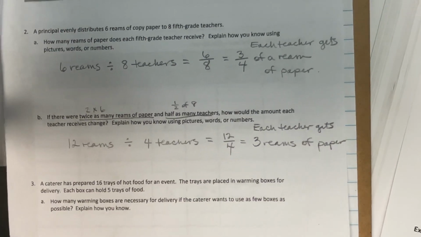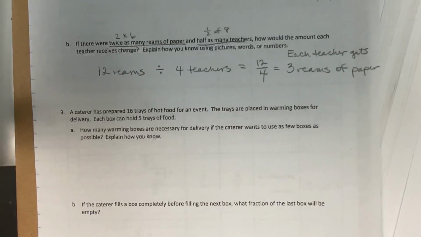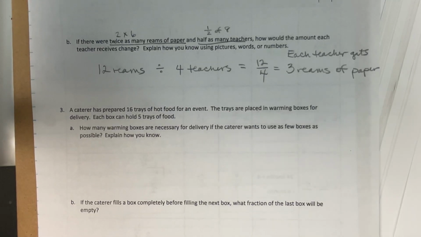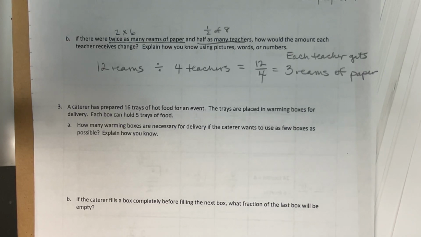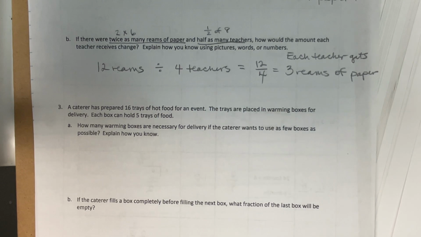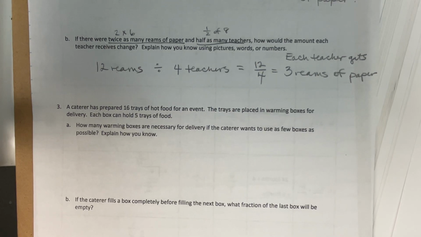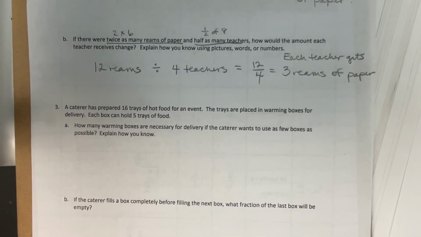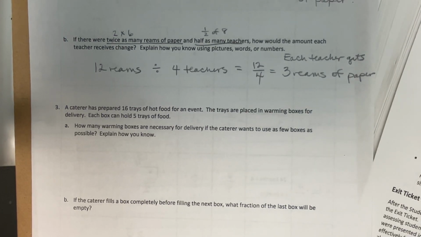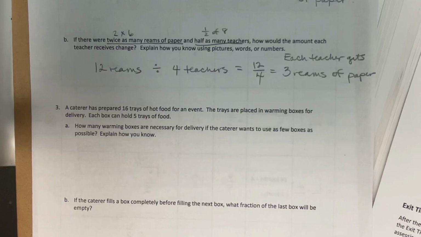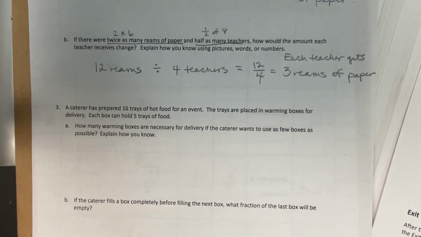Okay, so hopefully that makes sense to you. Let's look at this last question before we're done. A caterer has prepared 16 trays of hot food for an event. The trays are placed in warming boxes for delivery. Each box can hold 5 trays of food. How many warming boxes are necessary for delivery if the caterer wants to use as few boxes as possible? Explain how you know. So we have these 16 trays of food, and they are going to be put in these boxes. And I can put 5 in each box.